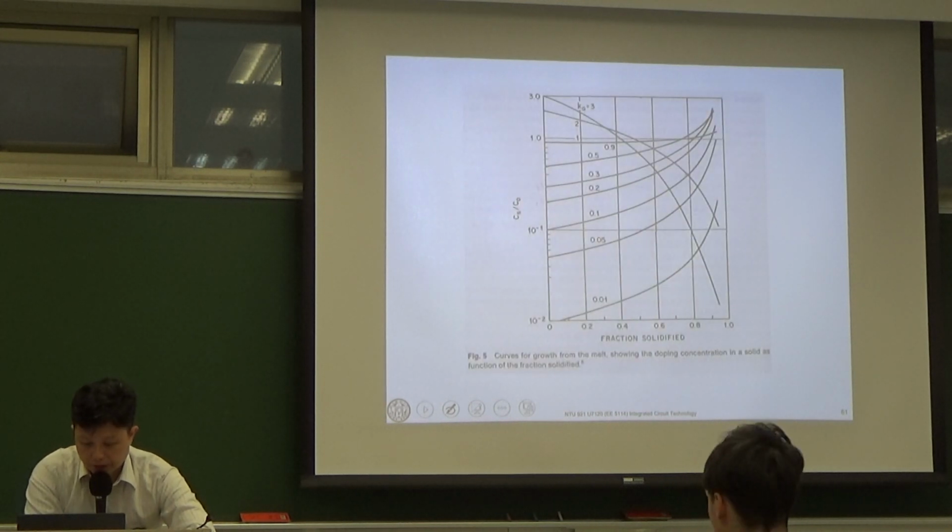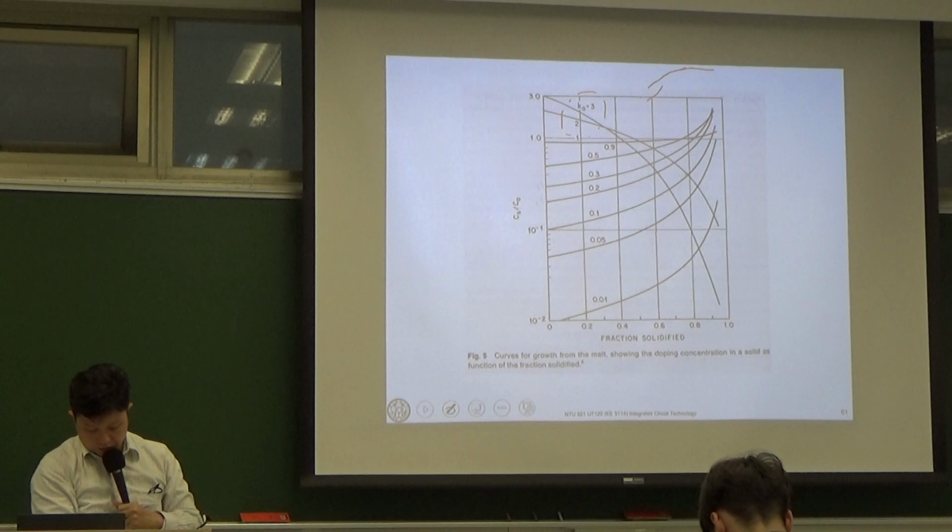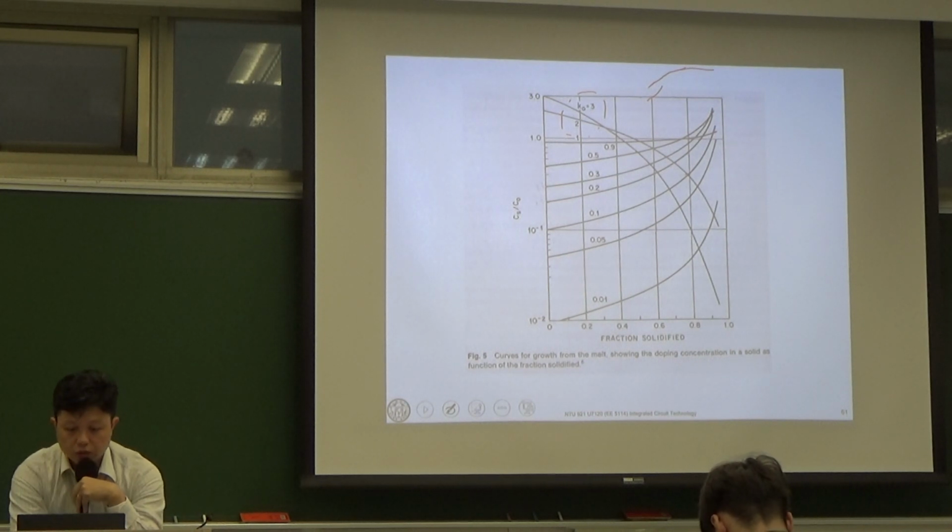Okay, so here is another figure where we plot all the segregation coefficients into that equation. This is the segregation coefficient less than 1, and here are the cases for numbers larger than 1. Again, if the number deviates from 1, then you can see that between the beginning and the end, the impurity concentration will vary a lot with your position.